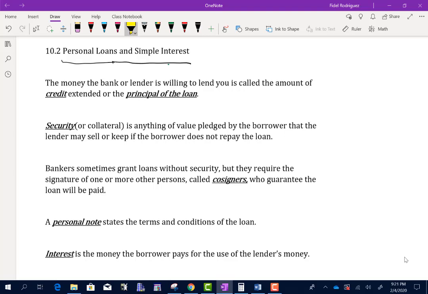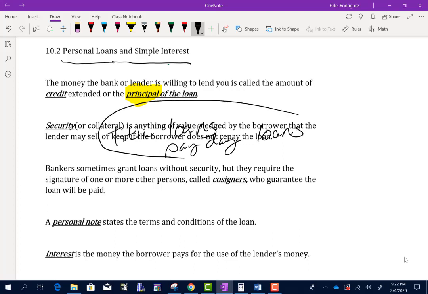And it says the money the bank or the lender is willing to lend you is the amount of the credit. We usually refer to that as the principal, okay? Principal of the loan. The security or collateral is anything in value pledged by the borrower that the lender may sell or keep if the borrower does not repay the loan. Guys, a lot of times if you've heard of title loans or payday loans, do me a favor, don't ever do these things, but this is where title loans and payday loans kind of come into play.